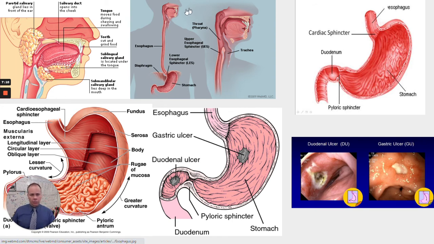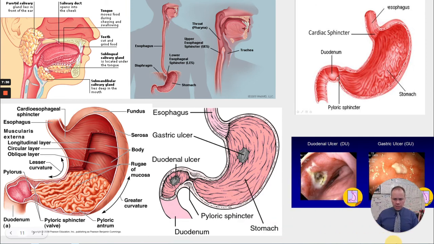We could see an overview. We could see the mouth and the esophagus. We could see it leads to the stomach. We can see the two sphincter muscles, the cardiac sphincter at the top to keep food in the stomach, and then the pyloric sphincter at the bottom, which prevents the food from leaving the stomach until it's ready.